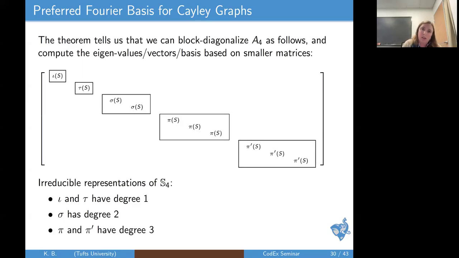And this theorem tells us we can block diagonalize our adjacency matrix like this, where the irreducibles of S4, we have those two that we saw before of degree 1. We have 1 of degree 2 and 2 of degree 3. So really the eigenvalues and eigenvectors and eigenbasis can just be computed based on that of all of these smaller matrices. And the largest size of these matrices is of degree 3. So the largest matrix you have to compute an eigendecomposition for is a 3 by 3 matrix.